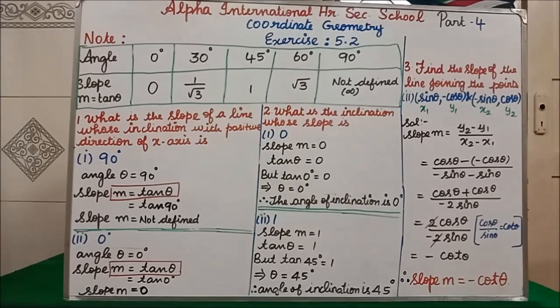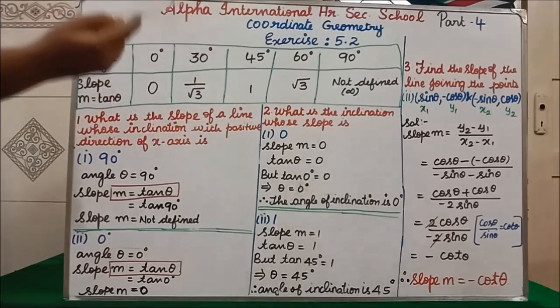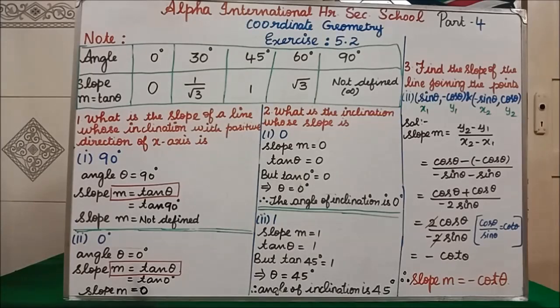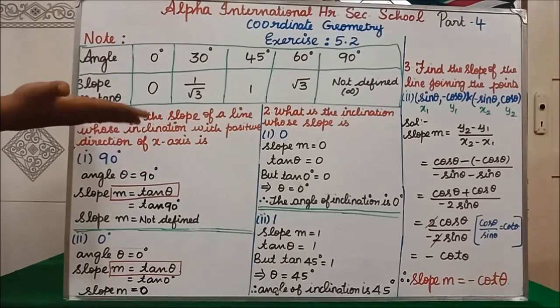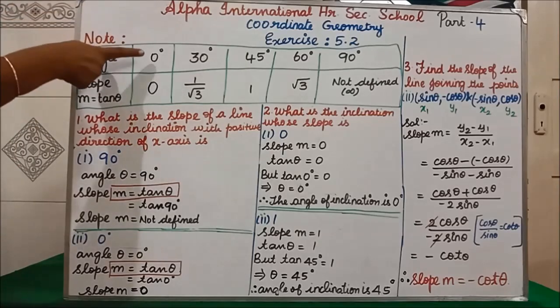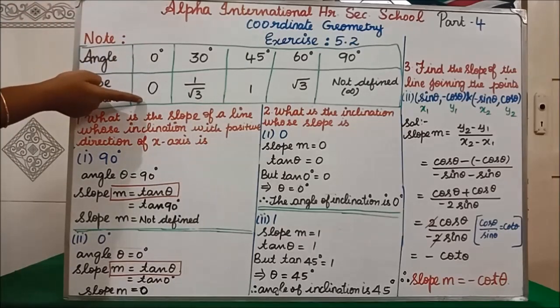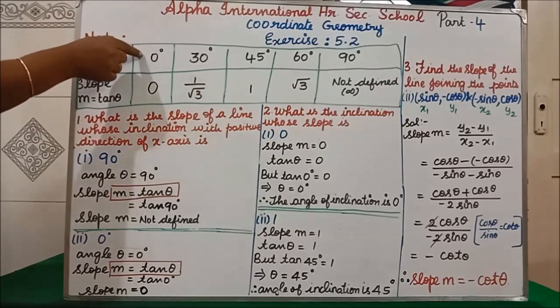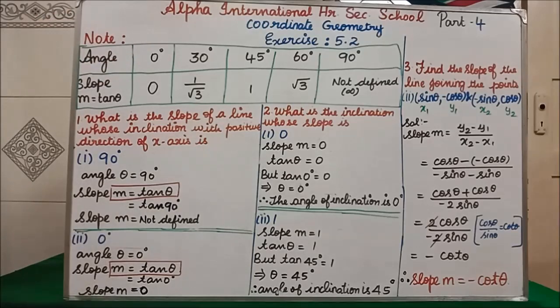Clear? Now, in the second question, what they are asking is, what is the inclination whose slope is given? Which means they have given the slope and they are asking the inclination. Inclination means they are asking the angle. Now we are going for the second question. In the first question, they gave this and we found this as the answer. In the second question, they give this and we are finding this as the answer. Clear the difference between the first question and the second question?